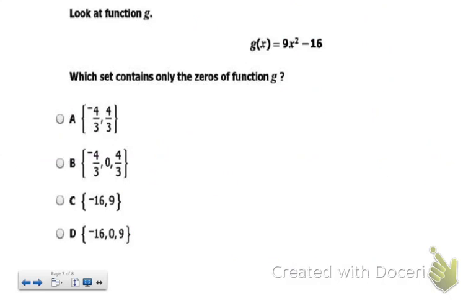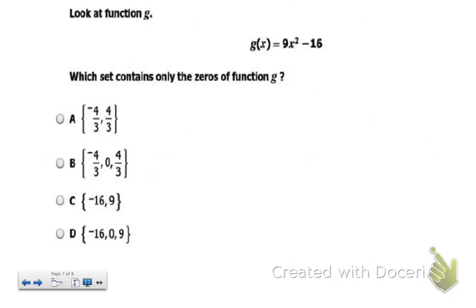Okay, one more example. Look at function g. G of x equals 9x squared minus 16. Which set contains only the zeros of function g? Now, we actually did this on our calculator already, which will work just fine. But you can also do it by taking a square root.